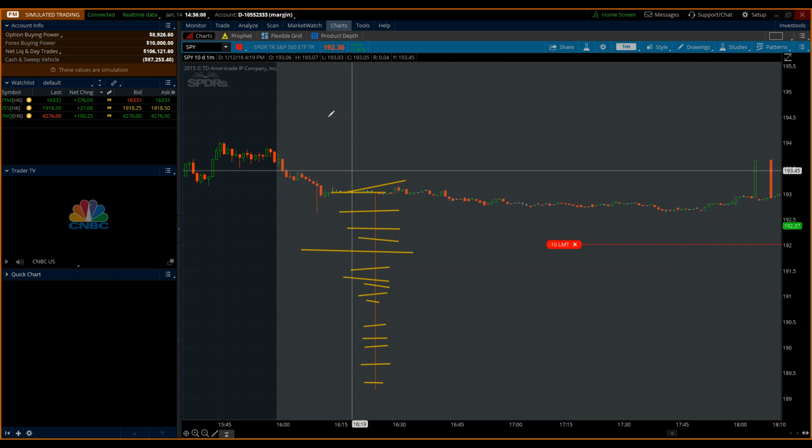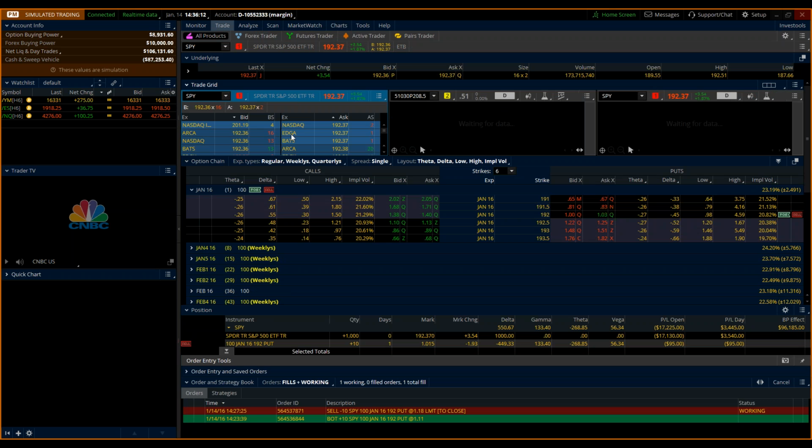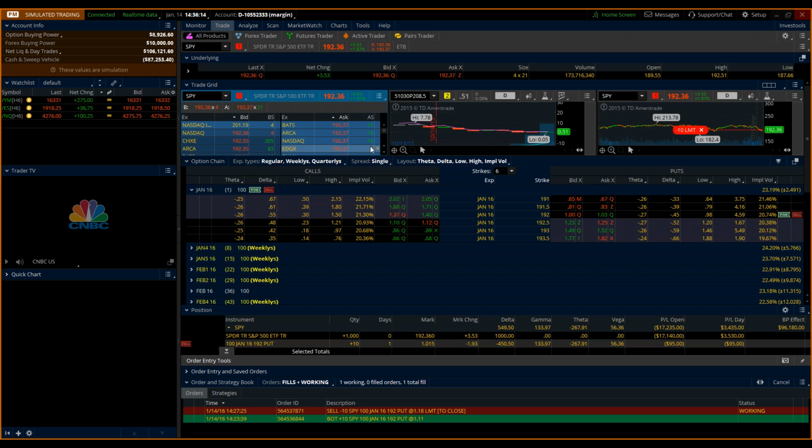It's called level 2. Want to see what level 2 looks like? Trade grid, right here. This is called a level 2. Now there's level 1 and there's level 2. This here would be level 1, which you see up at the top. You get the last, change, bid, ask, and size. Very basic information as to what's happening now. Level 2 digs you a little bit deeper. Now they've got what's called level 3, which takes you even deeper.